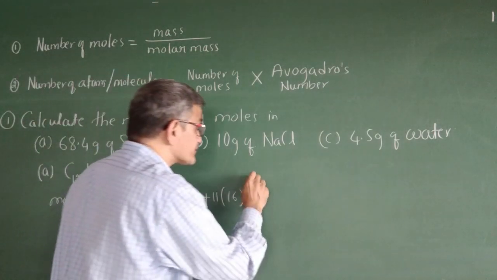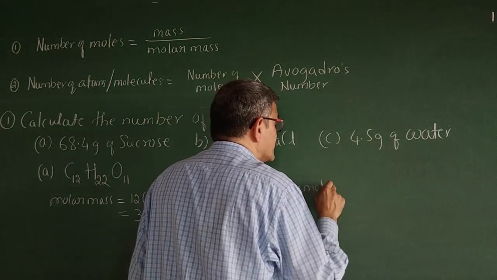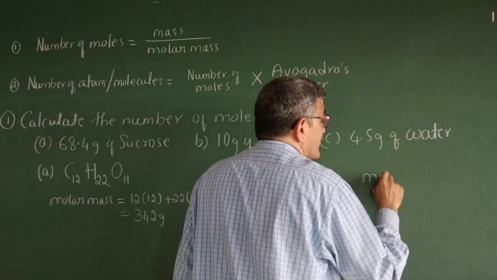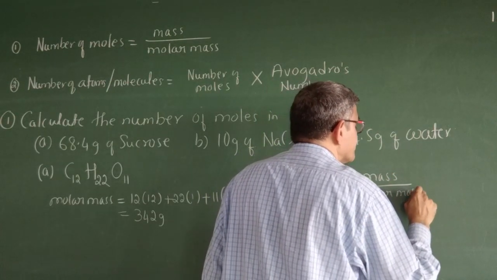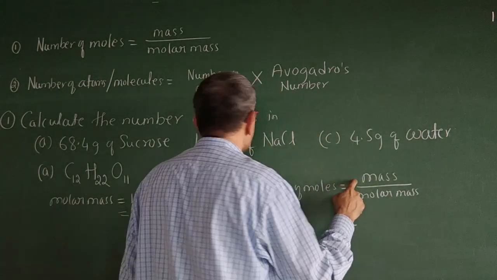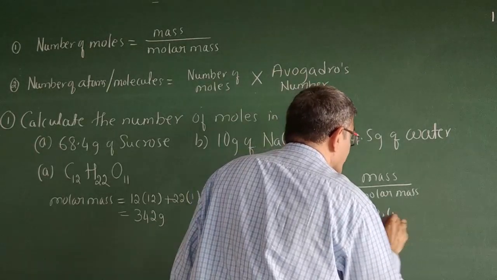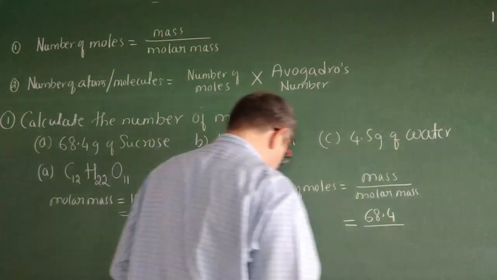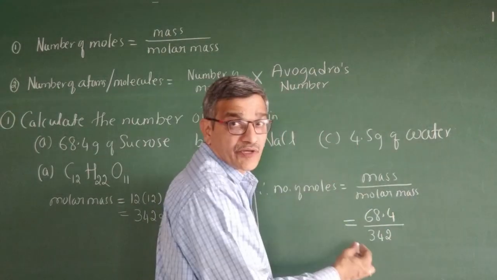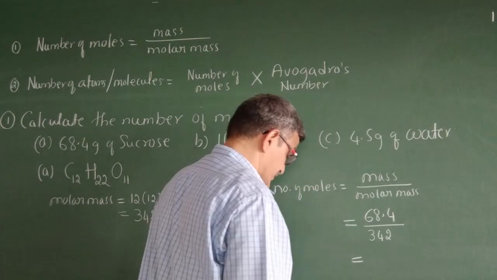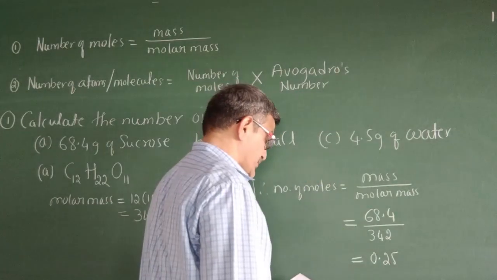So therefore, number of moles equals mass divided by molar mass. Mass is put there, 68.4, divided by molar mass 342. Okay, so you work this out. It becomes 0.25. So 0.25 mole.